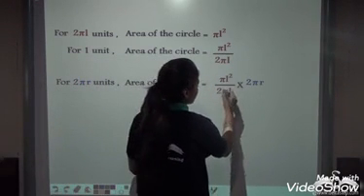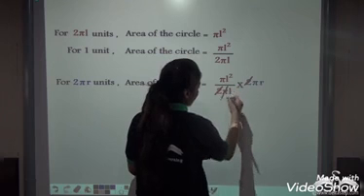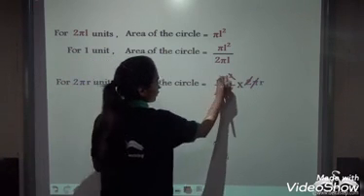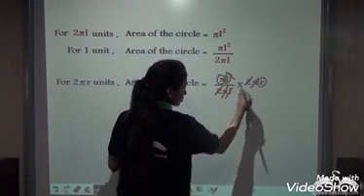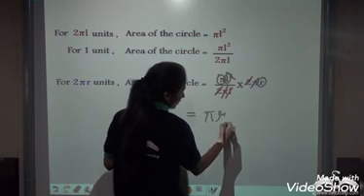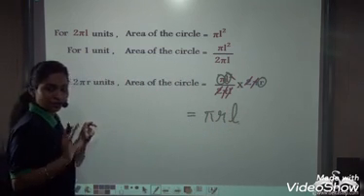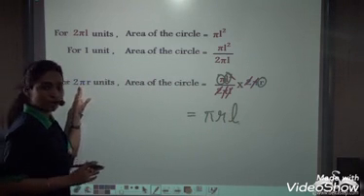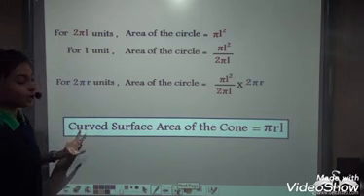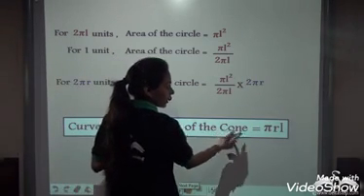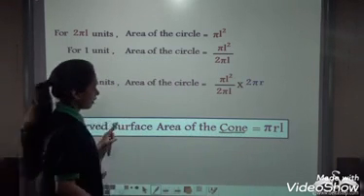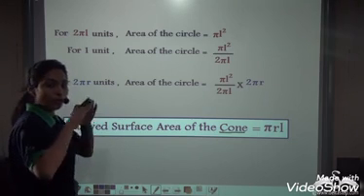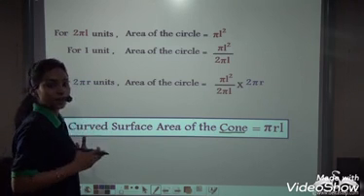Now let's cancel out things. 2 gets cancelled, pi gets cancelled, L gets cancelled. So what are we left with? We are left with pi, L and r. So we can write this as pi r l. So we successfully found out the amount of area for 2 pi r units of circumference. This is called the curved surface area of the birthday cap, that is the cone, which is pi r l. So if we take out the curved surface area of that birthday cap, we will be able to know how much paper will be required to make that birthday cap.